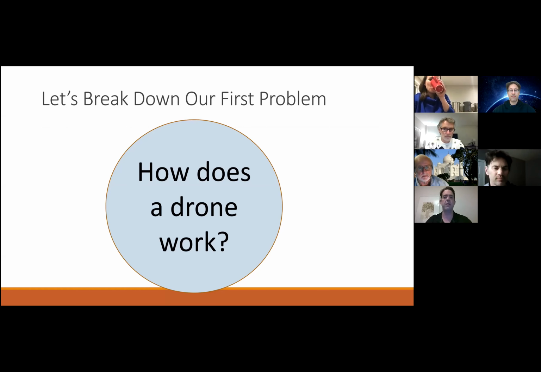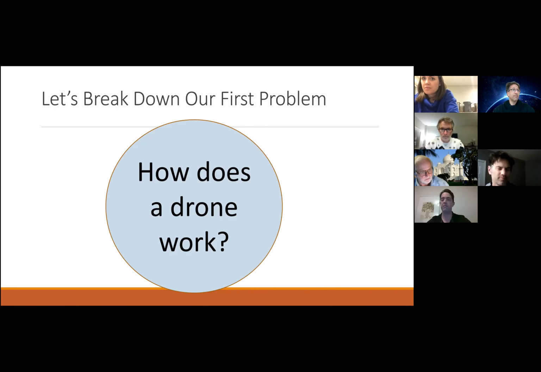That's one of the things I like to concentrate on in problem-based learning: something that might get students a job. So the first problem we are going to break down tonight is, how does a drone work? What questions would our students, or would you, need to ask in order to figure out how one of these drones works?